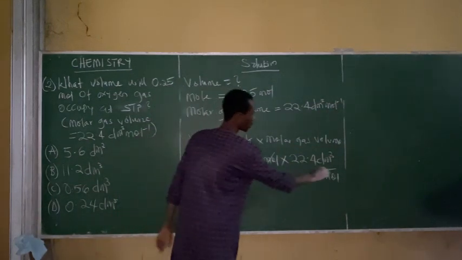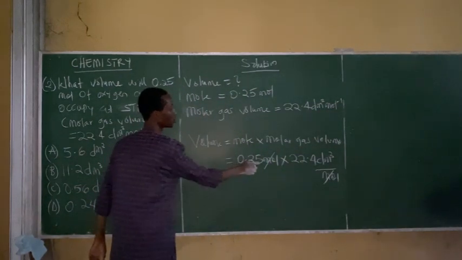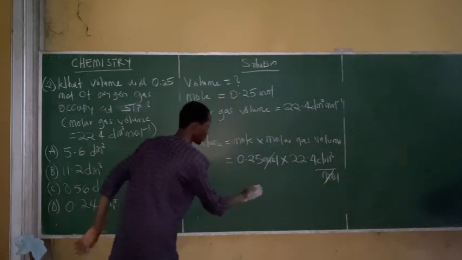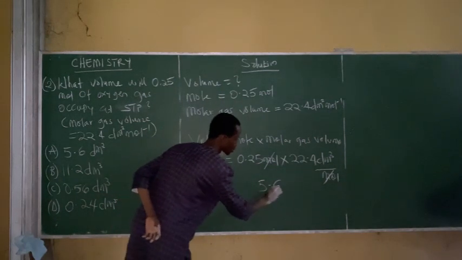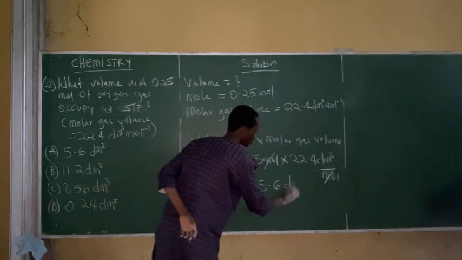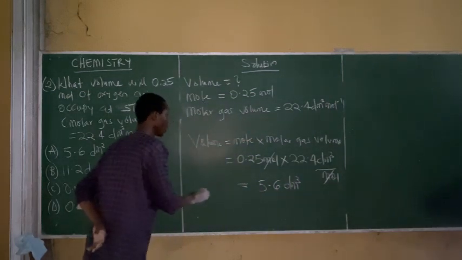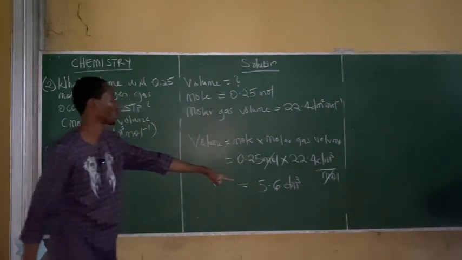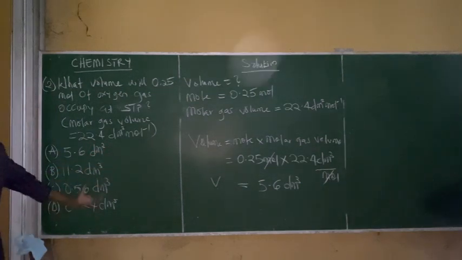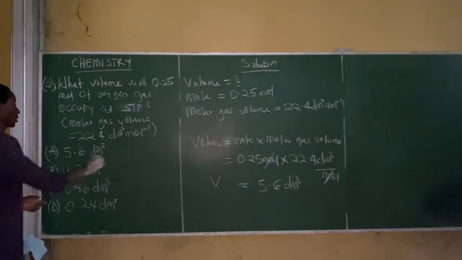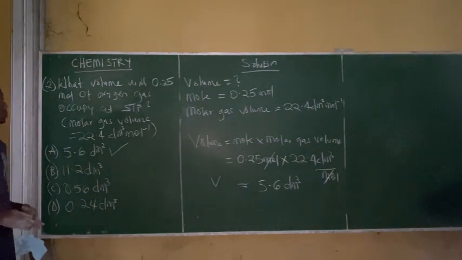Now, mole take away mole, they go out. 0.25 times 22.4 gives us 5.6 dm cube. Therefore, the volume is equal to 5.6 dm cube. The correct option here is option B, 5.6 dm cube.